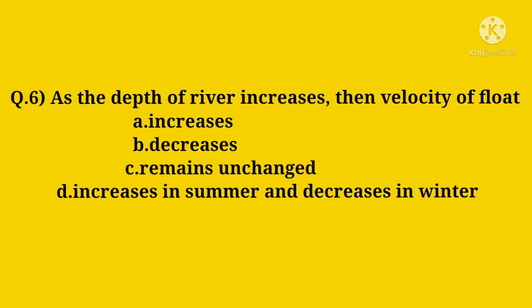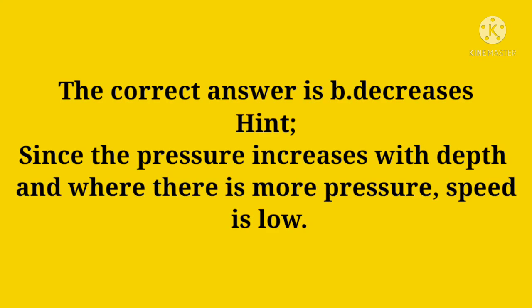Question number 6. As the depth of a river increases, then velocity of flow: A increases, B decreases, C remains unchanged, D increases in summer and decreases in winter. The correct answer is B, decreases. Hint: since the pressure increases with depth and where there is more pressure, speed is low.